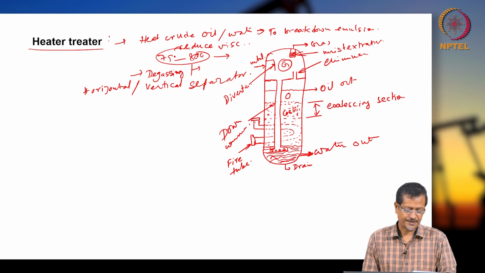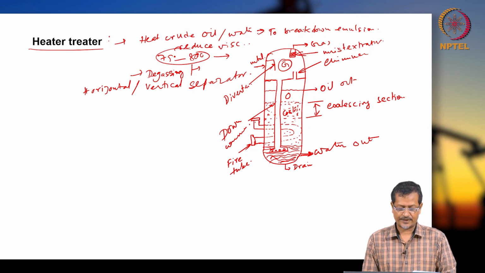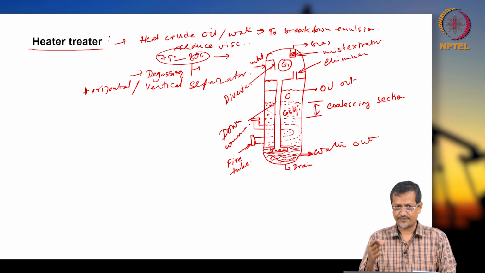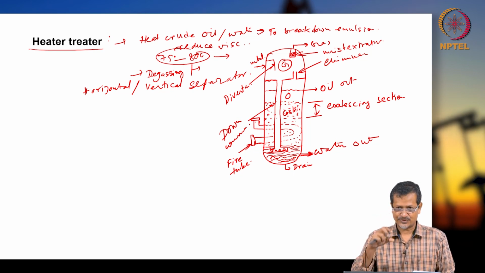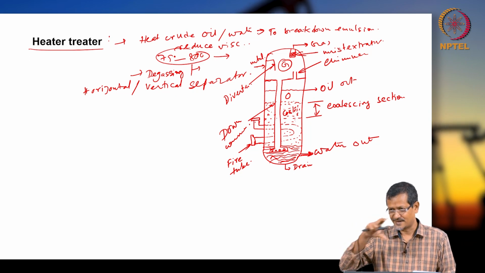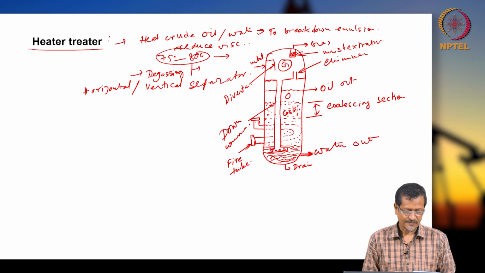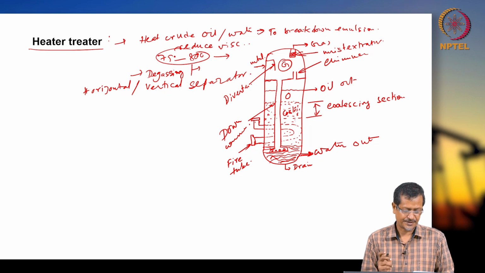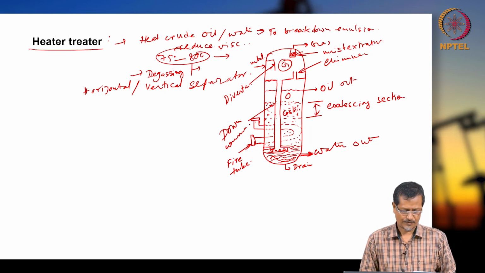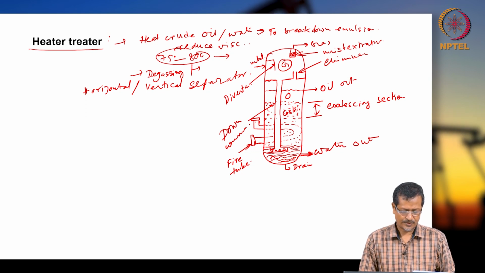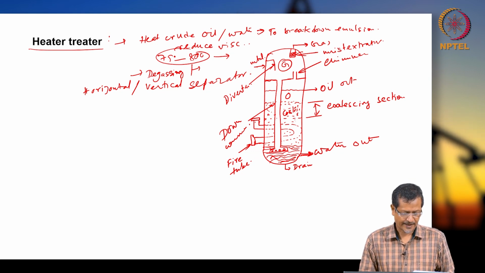Okay, if the treater is located downstream of a FWKO or a three-phase separator, in that case free water is already removed. So the water section will be lower, and the size will be smaller. If the total well stream is to be treated, a water retention time of 3 to 5 minutes will be okay, to allow free water to settle out and minimize fuel gas in the heater.